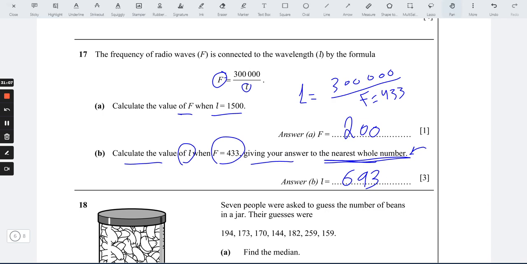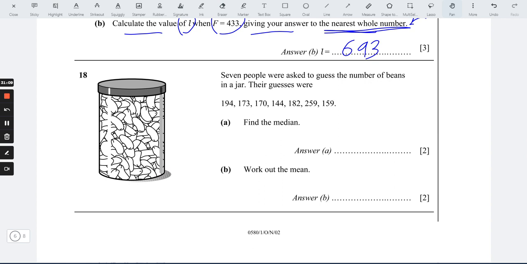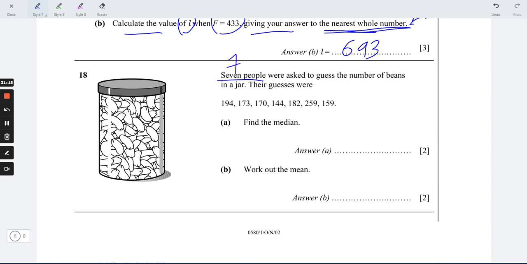Next question here, question 18. Here we have 7 people who were asked to guess the number of beans in a jar. Their guesses were these numbers here. Find the median. The median is the middle number between these numbers here.